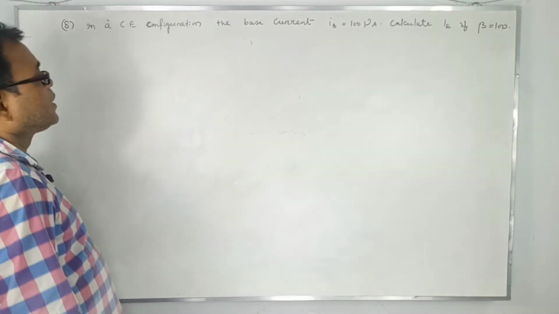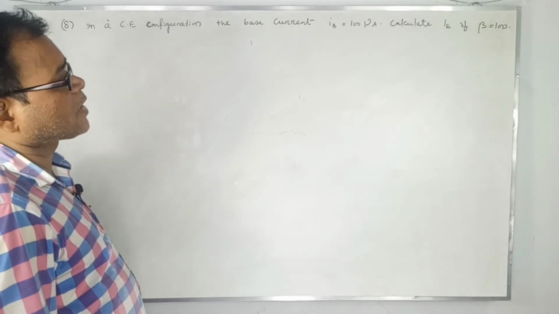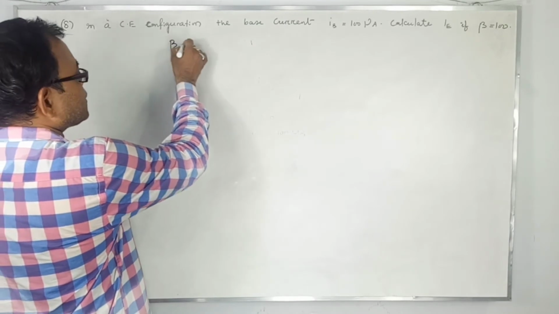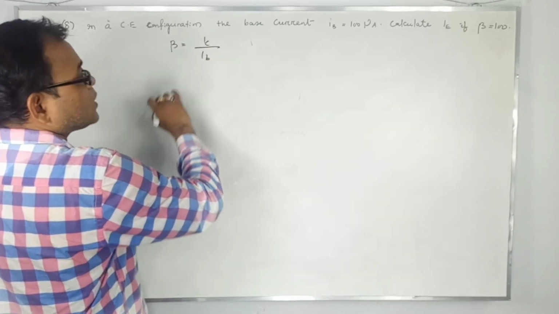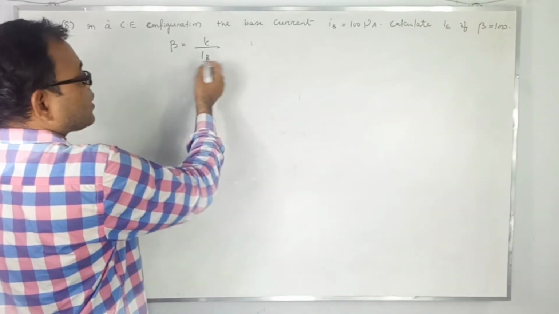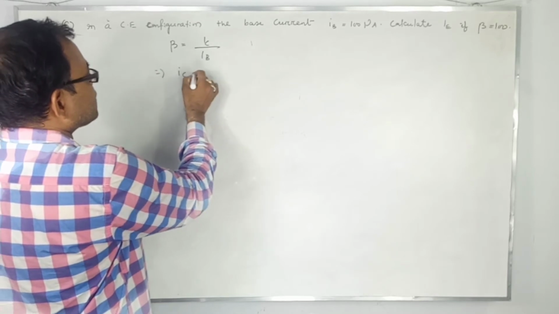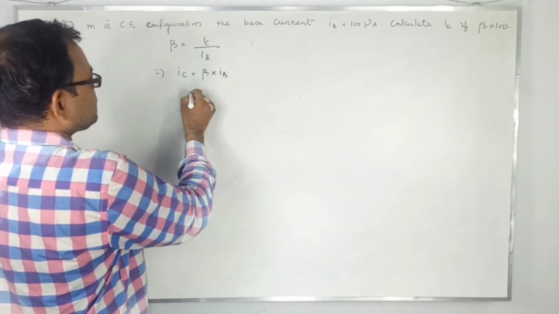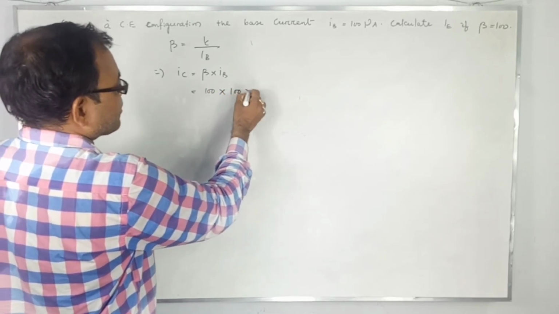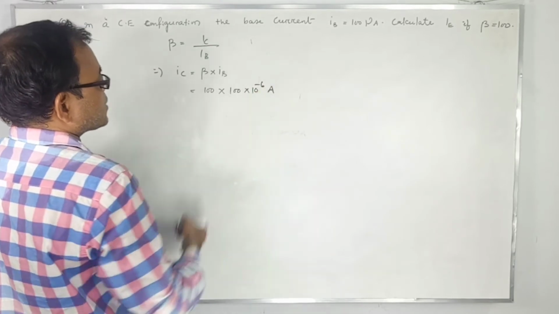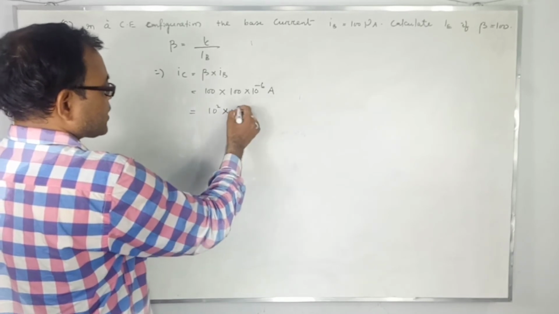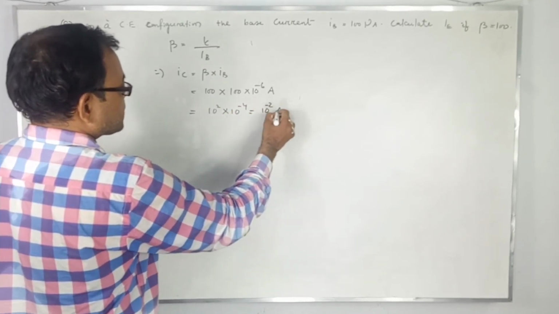Question number 8. In a common emitter configuration, the base current is given. Calculate the emitter current if beta is equal to 100. Formula: beta is equal to IC by IB. Here given IB is equal to 100 mu ampere. So IC is equal to beta into IB. Beta is given 100 and IB is 100 mu ampere. So answer is IC is equal to 10 square into 10 to the power of minus 4. It is 10 to the power minus 2 ampere.